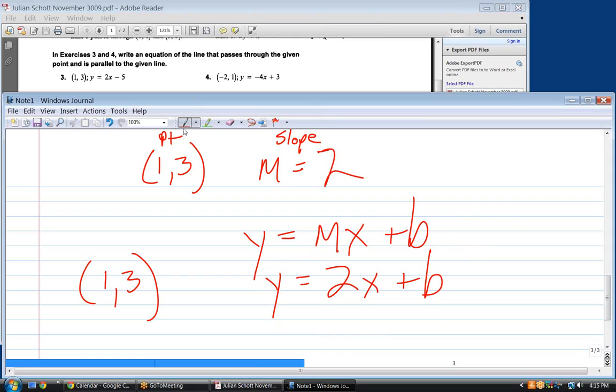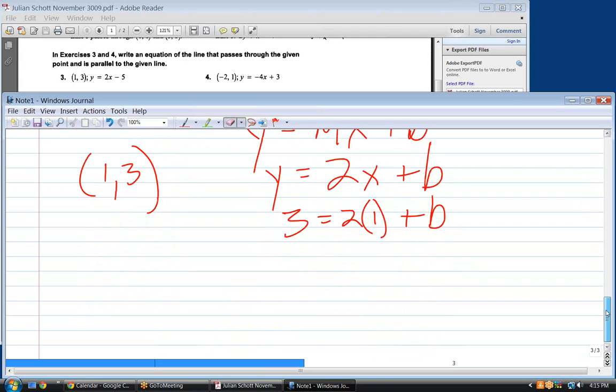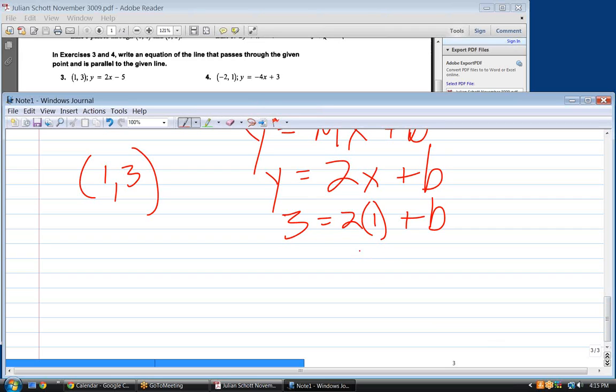You plug in... Yeah, exactly. The 1 for x. And what for y? 3. So I have 3 equals 2 times 1 plus b. And that allows us, because now we have one equation and only one unknown, I can very easily solve for b. What is b equal to? 1. So now what is the equation that they are looking for? Y equals 2x plus 1.